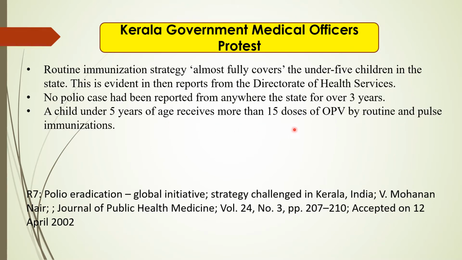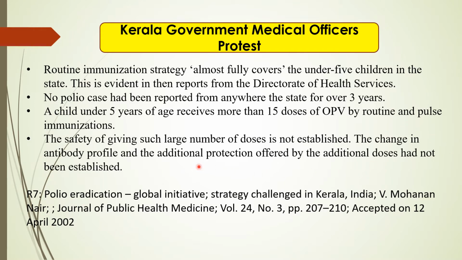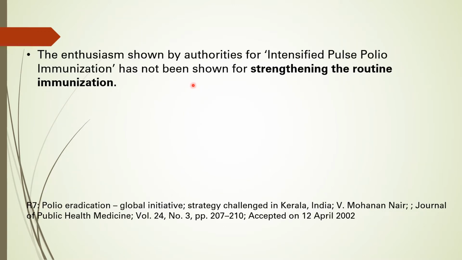A child under 5 years receives more than 15 doses of OPV by routine pulse and polio immunization, and the safety of giving large doses is not established. The changes in antibody profile and the additional protection offered by additional doses had not been established. This is in 2000. Issues raised by pediatricians and by doctors in the Kerala government service. They were very unhappy that the enthusiasm shown by authorities in intensified pulse polio immunization has not been shown in strengthening the routine immunization. They said routine immunization should be strengthened and not the pulse polio alone.